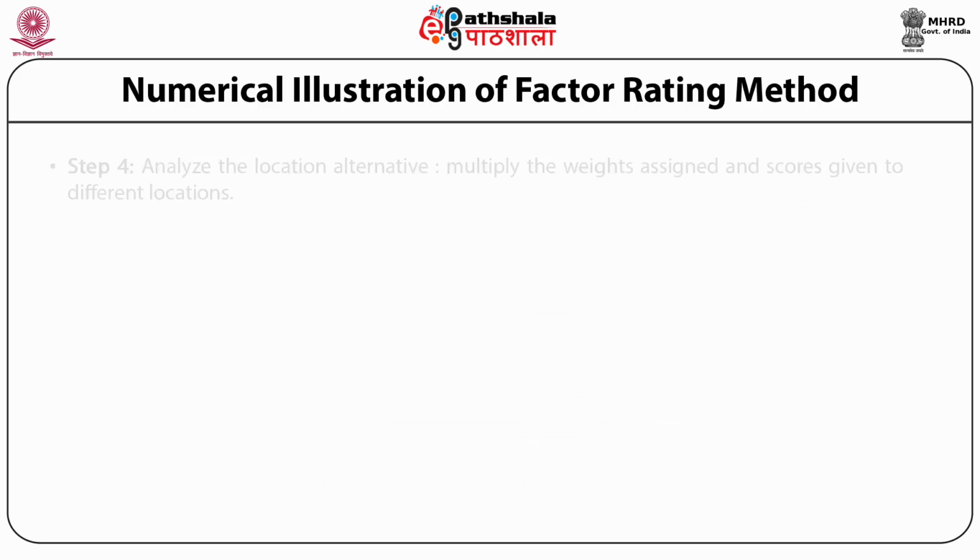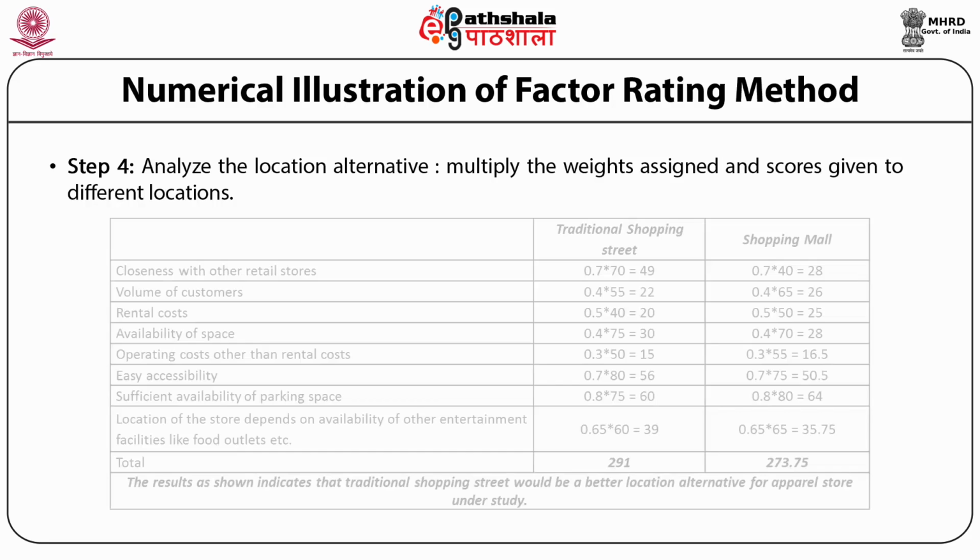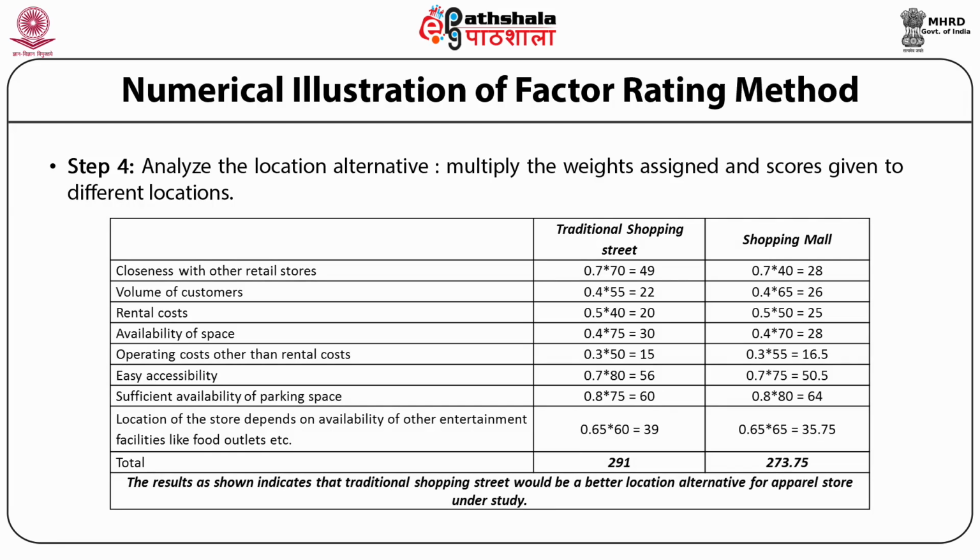To analyze the location alternatives, multiply the weights assigned in the above table and the scores given for different locations. The results have been shown in the following table. For instance, the score for closeness with other retail stores has been calculated by multiplying the weight assigned, that was 0.7, by the importance given, that is 70, which comes out to be 49. For the same factor, the score for the shopping mall was 28.